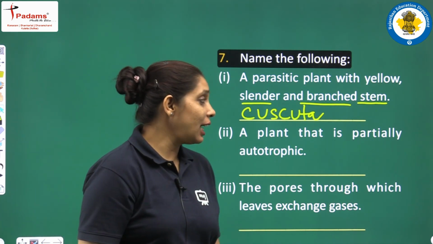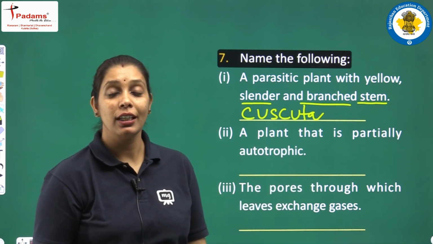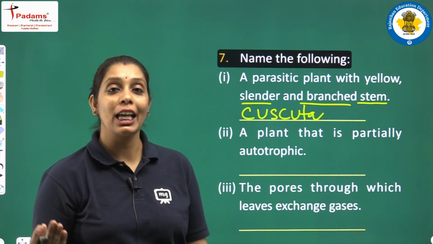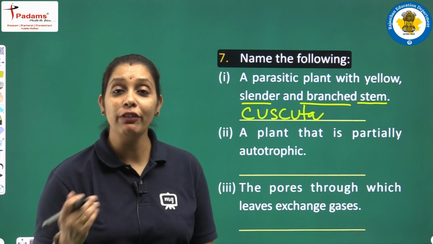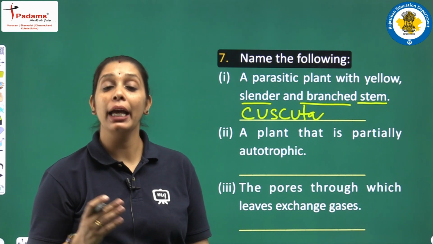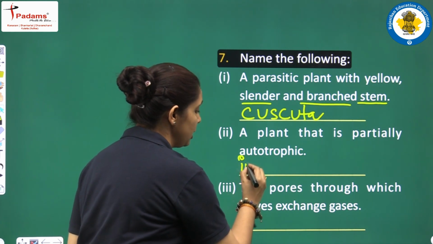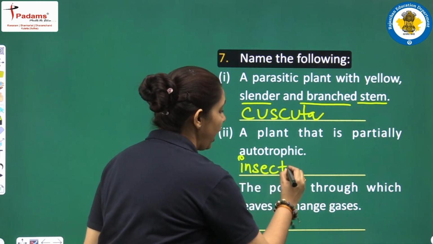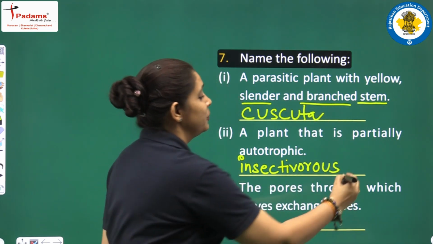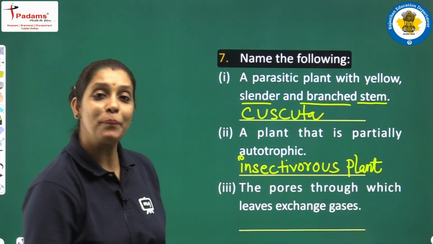Next, a plant that is partially autotrophic. And we know partially autotrophic plants are insectivorous plants. They receive their nutrition partially from the soil and partially from insects. So we have to write down here insectivorous plants. And examples of insectivorous plants are pitcher plant, Venus flytrap. Okay, it is clear.